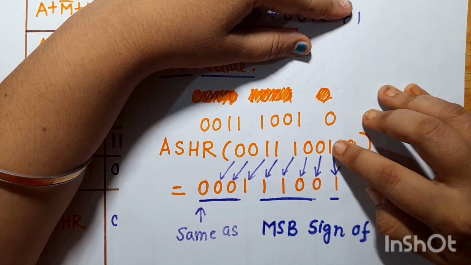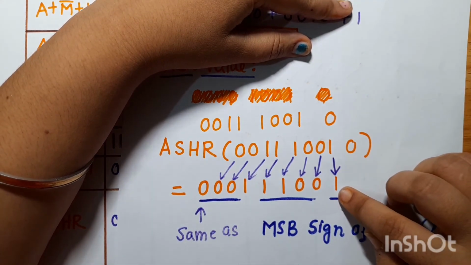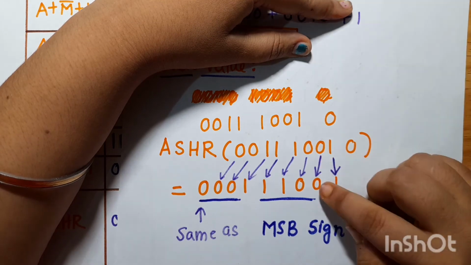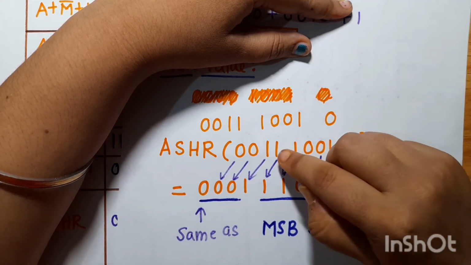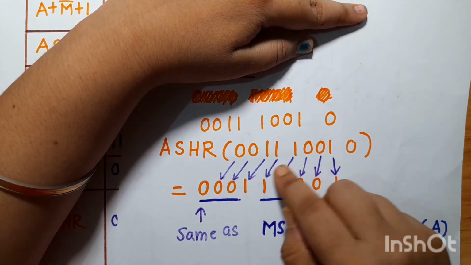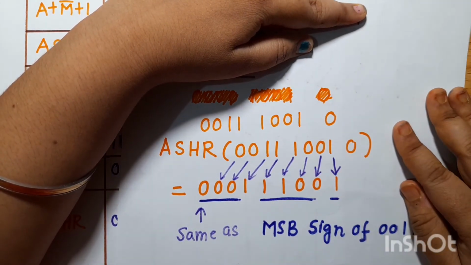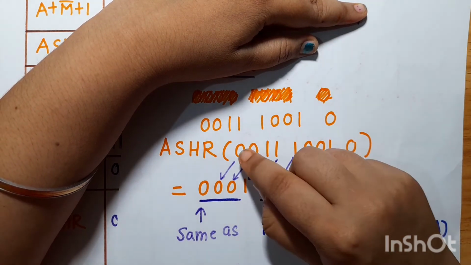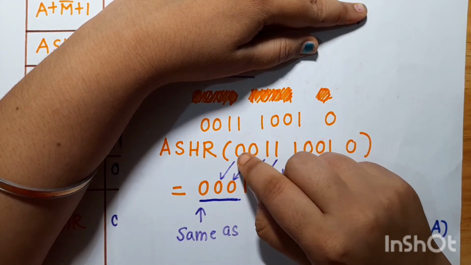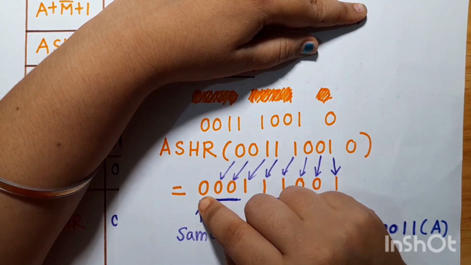So 1 will come here at the Q minus 1 position, 0 will come here, 0 will come here, 1 will come here, and this one will come here. These are the 4 bits. Now it will form the Q. This one will come here, this 0 will come here, this 0 will come here, and this 0 will come here also, because the sign bit of A remains the same.